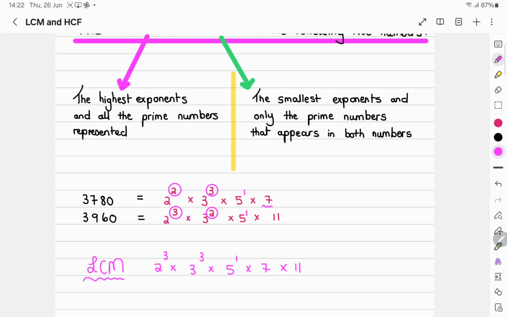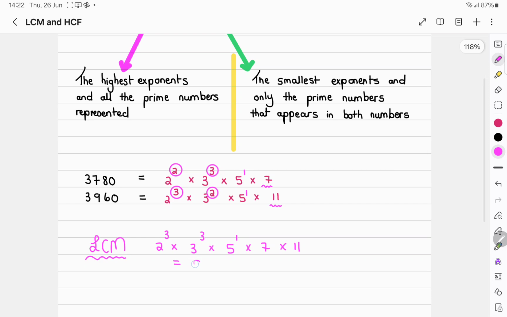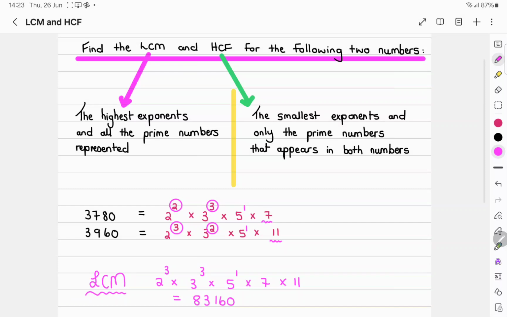Okay, and for the 5, there was just a 1 and a 1, so the highest is a 1. And then can you see there was a 7 there and an 11, but because it's the lowest common multiple, we're going to use all of the numbers represented. And now we're just going to punch that into our calculator. So 2 to the power of 3 times 3 to the power of 3 times 5 times 7 times 11. And that gives you 83,160.